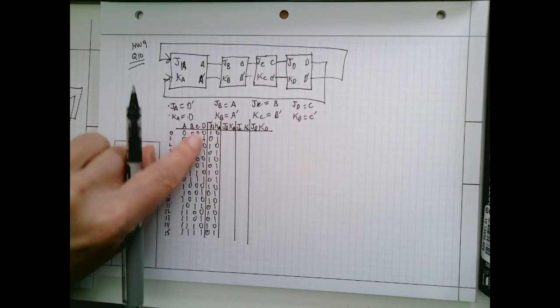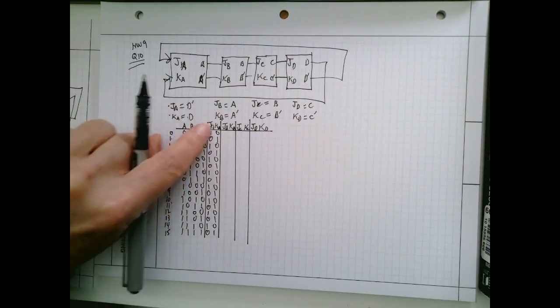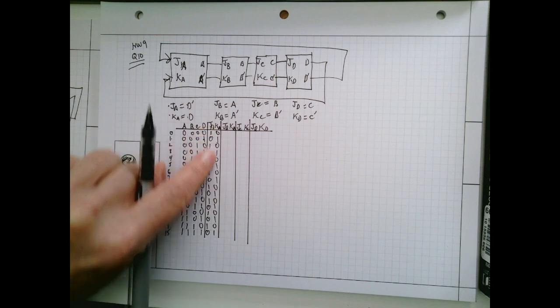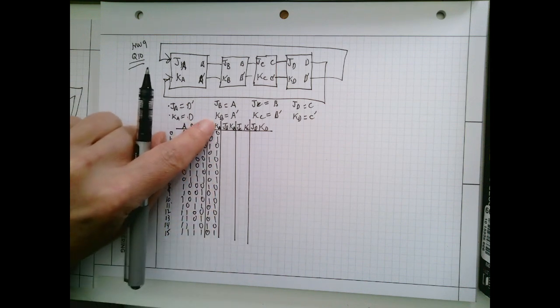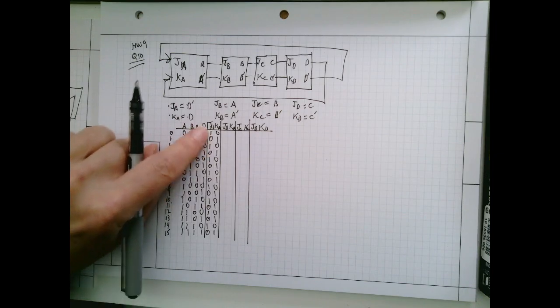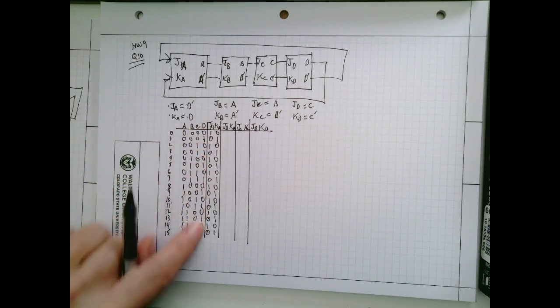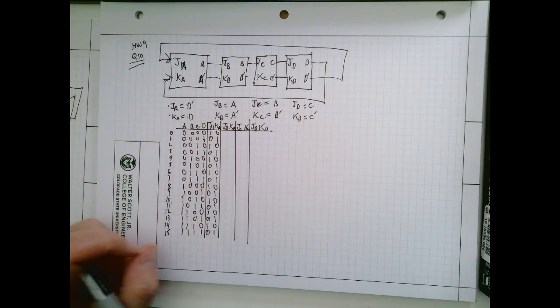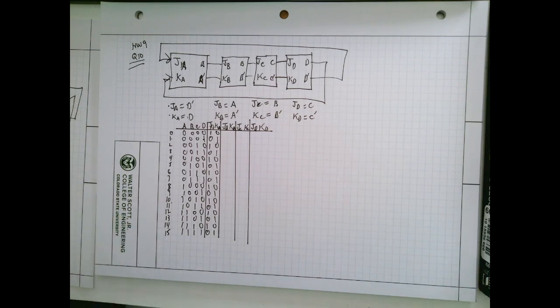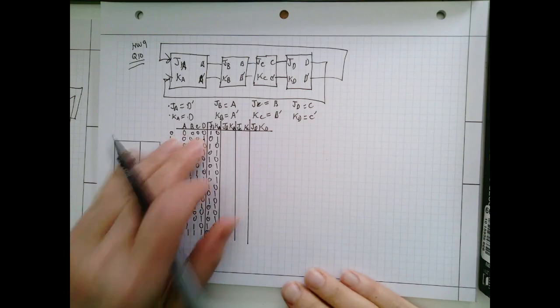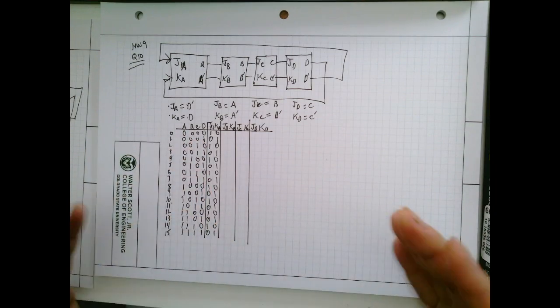So if D is 0, 1, 0, 1, 0, 1, 0, 1, 0, 1, 0, 1, then K sub A must be 0, 1, 0, 1, 0, 1, 0, 1, 0, 1, 0, 1. And then K sub B is just like K sub A, only inverted, so it's 1, 0, 1, 0, 1, 0, 1, 0, 1, 0. And that's how we get K sub A and J sub A. So we know the inputs now to the flip-flop as a function of the present state. That's really important.